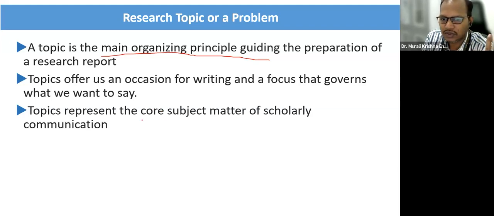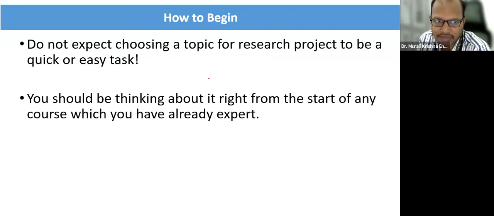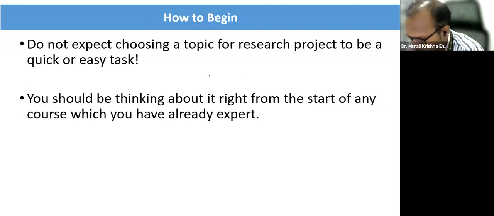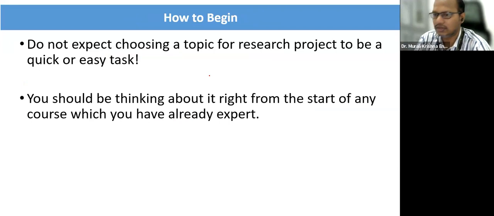A topic can also refer to core subject matters. You can pick from Google Scholar and similar sources. But going into more detail, how do you choose a topic? You should not expect to choose a topic immediately, within one day, and then do the research. We need to do some research on choosing the topic itself, and I need to think about the starting point only.